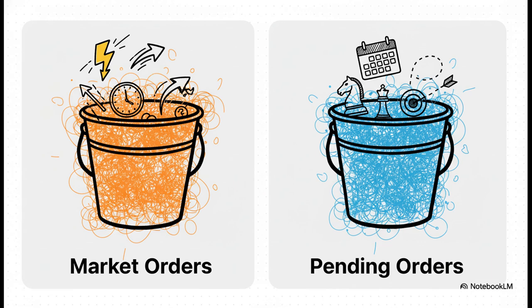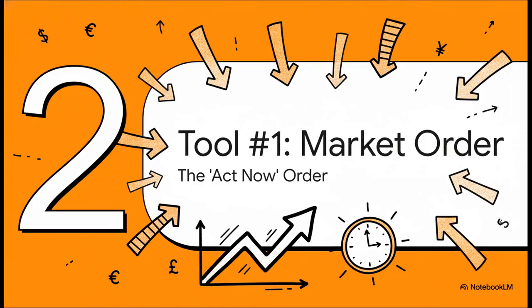Basically, all of these different instructions fall into two main buckets. First up, you've got your market orders. These are all about act now, getting in or out of the market this very second. And then you've got pending orders. These are for the planners, the strategists among us, who want to set their trades to trigger automatically at some point in the future. So let's dive into that first and honestly simplest tool in our kit, the market order.